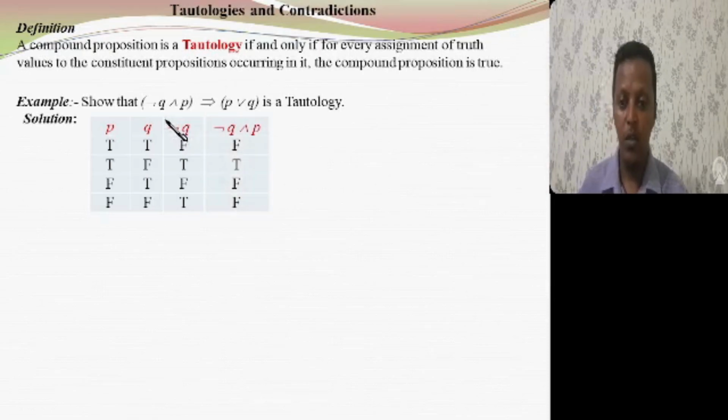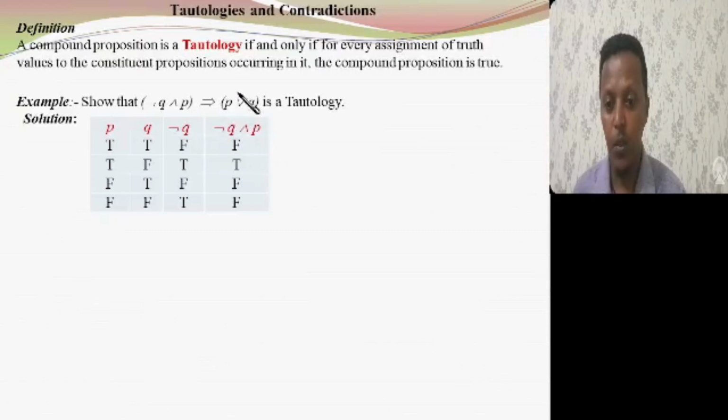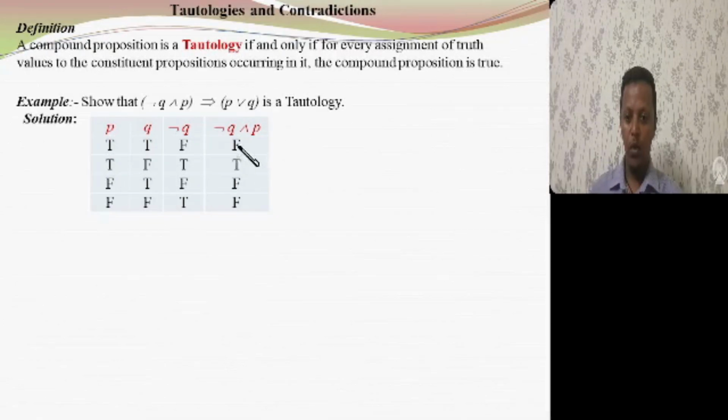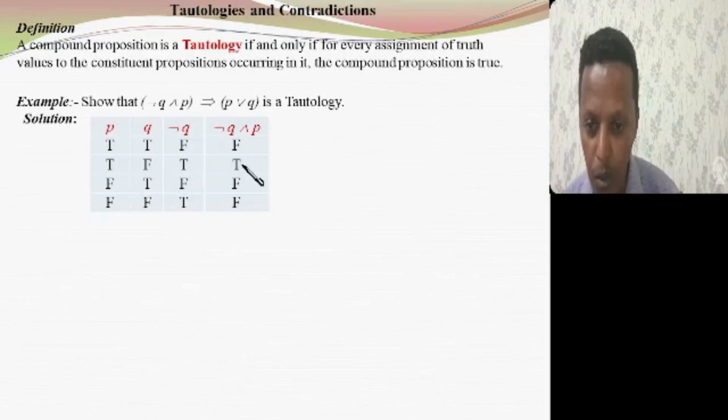Next, let's construct for negation Q and P. So the next column is for conjunction, negation Q and P. So we combine the first column with the third column based on what? Conjunction. For conjunction, when both are true, it is true, otherwise false. When both P and negation Q are true, it is true, otherwise it is what? False. True and false is false. False and false is false. False and true is what? False. Only true and true is what? True.